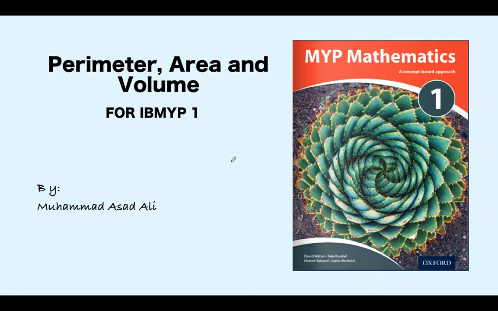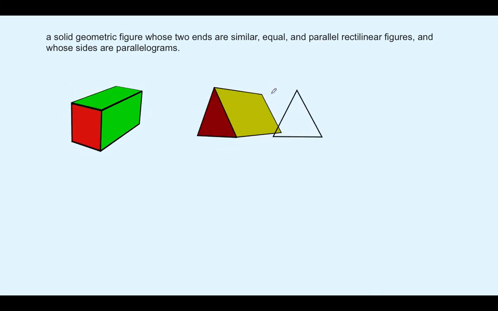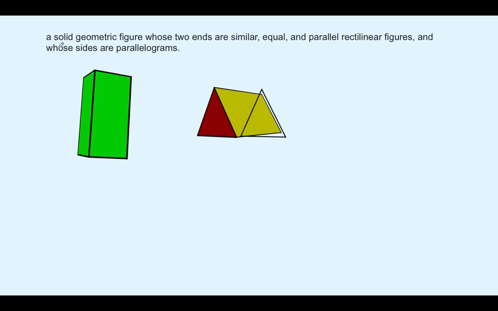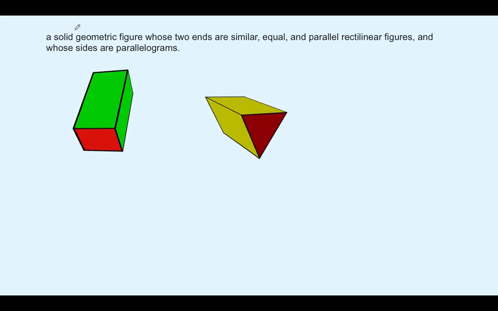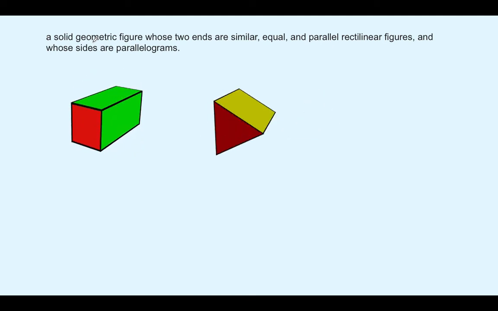In this video, we will be talking about practice 3 of Unit 7 of MYP1 Mathematics. The unit is perimeter, area and volume. So in this exercise, we will be talking about prisms. So first of all, let's discuss what are prisms. According to definition, I have tried to write the basic definition instead of going to the technical terms.